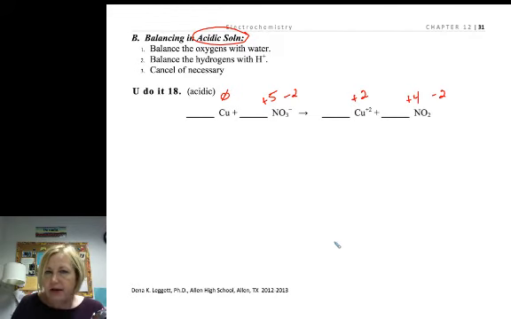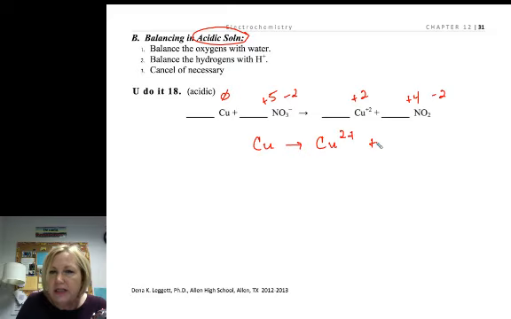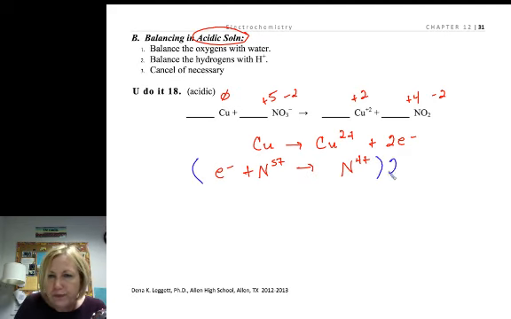Okay, so there's my oxidation numbers. I'm going to zero in on these things that change. Copper was oxidized. Nitrogen was reduced. Okay, so it's going to gain an electron. The lowest whole number ratio is 2. So I've got 1 here, and it's okay to put a 1 in there.